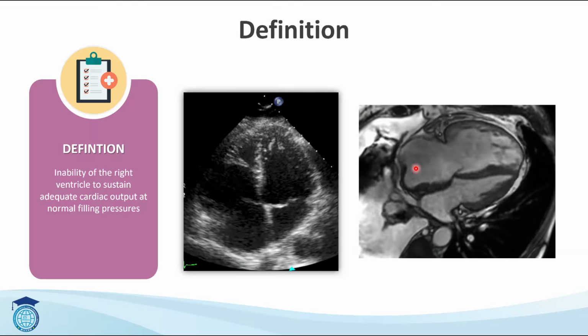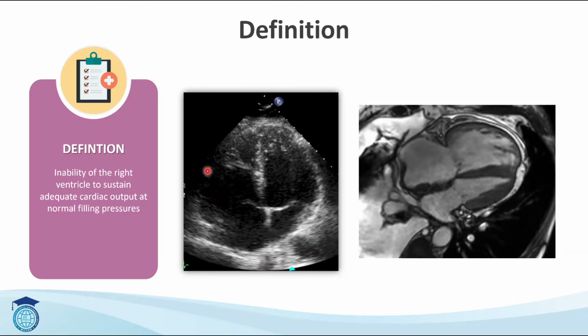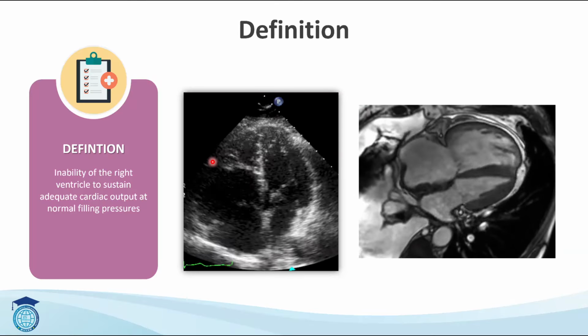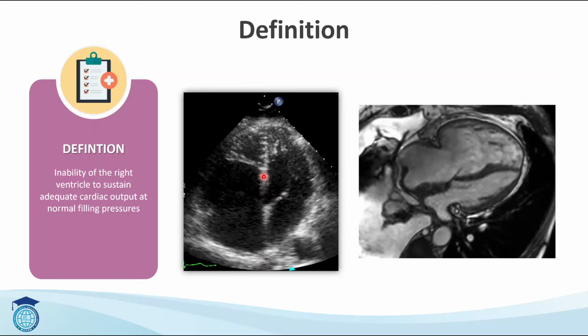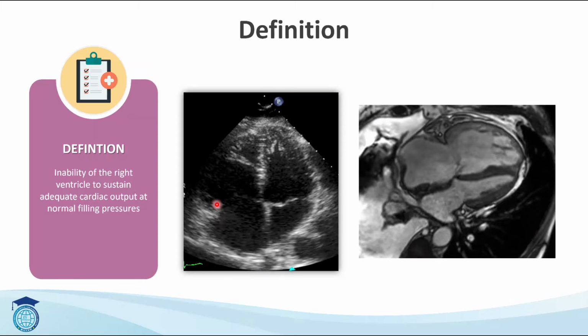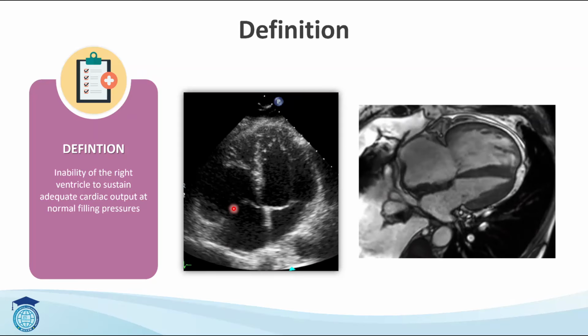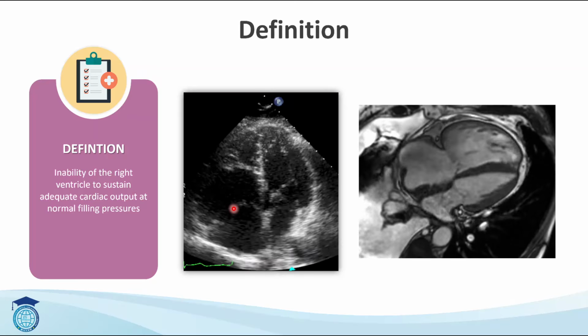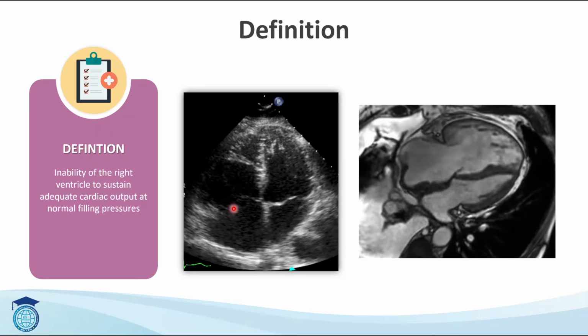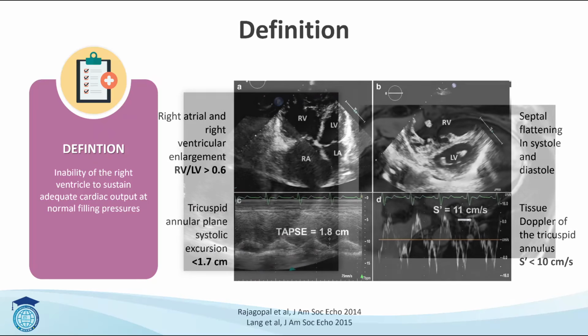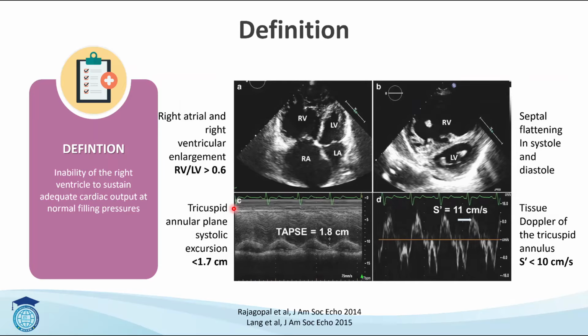If you take a look at this echocardiography, you can easily recognize that the RV is dilated and the function is decreased. In general, RV dysfunction is defined as the inability of the right ventricle to sustain adequate cardiac output at normal filling pressure. However, certain criteria should be present to guide us in a more objective definition of RV failure.